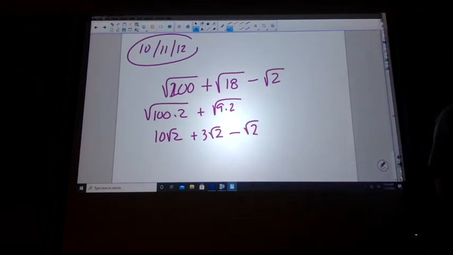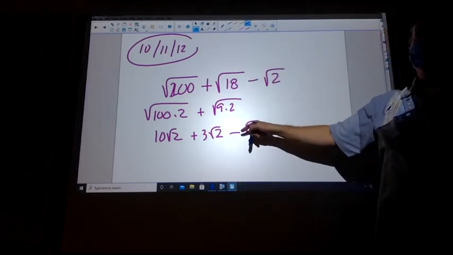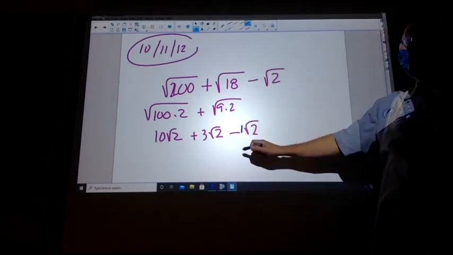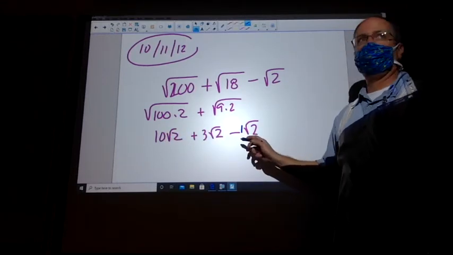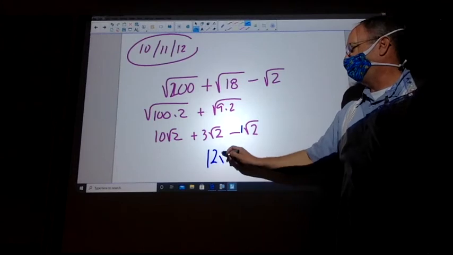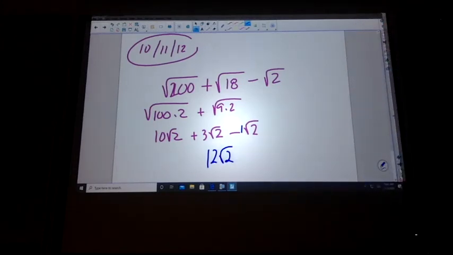Are those all like terms? So I can combine them. What number is sitting out in front of this root 2? 1. So I go 10 plus 3 is 13. 13 minus 1 is 12. 12 root 2 is my answer. So 10 through 12 are very similar to that.